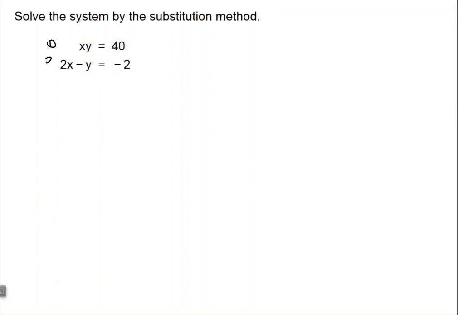So I'm going to solve equation 1 for x. So to solve for x, since I have x times y, that means I need to divide both sides by y. So that means x equals 40 divided by y. Now again, what that allows me to do is take that information and substitute in equation 2. Replace x with 40 divided by y in equation 2.